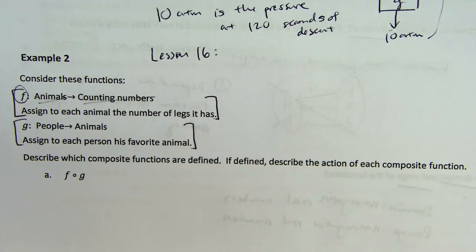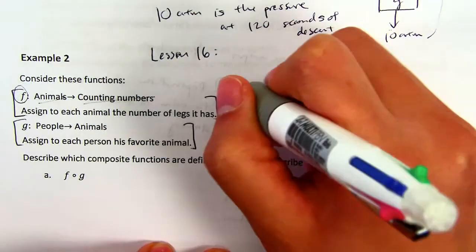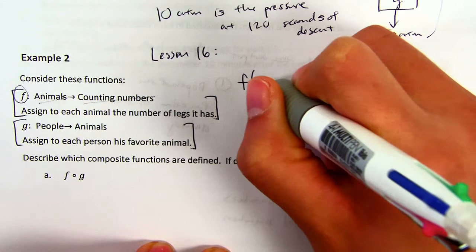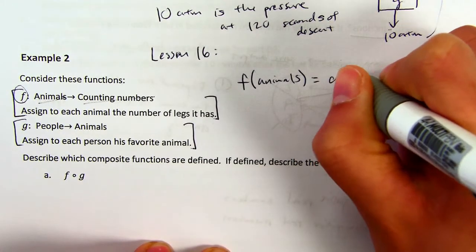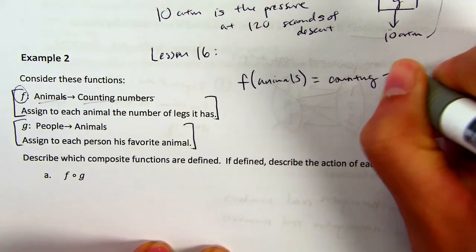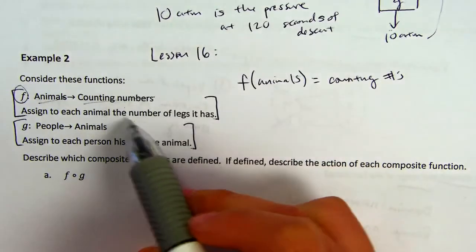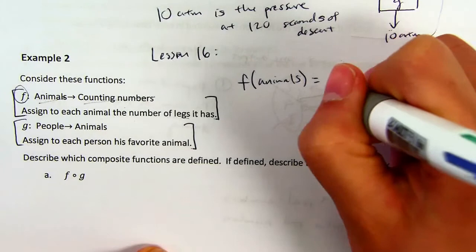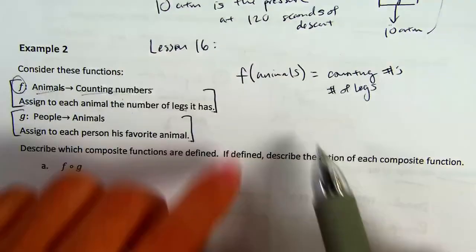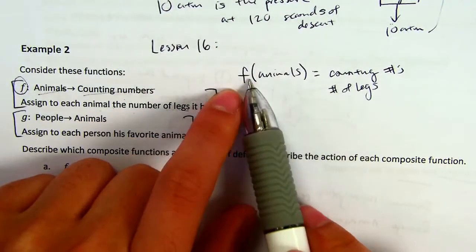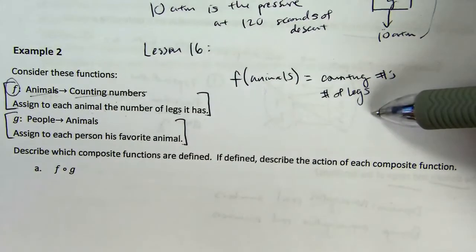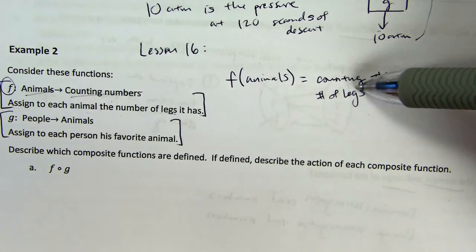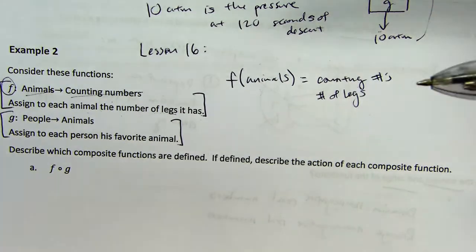So I'm going to go ahead and rewrite this in the function notation that you guys are used to. If this is the function name, our input is animals, and then our output is counting numbers. And what are the counting numbers? Those numbers are just the number of legs it has. So this is a function where we input the animals, and then get the number of legs back out. So I'm assuming if my input is chicken, I'll get 2, right? If I input, say, a dog, I'll get 4. So this is the rule that we're giving the function f.